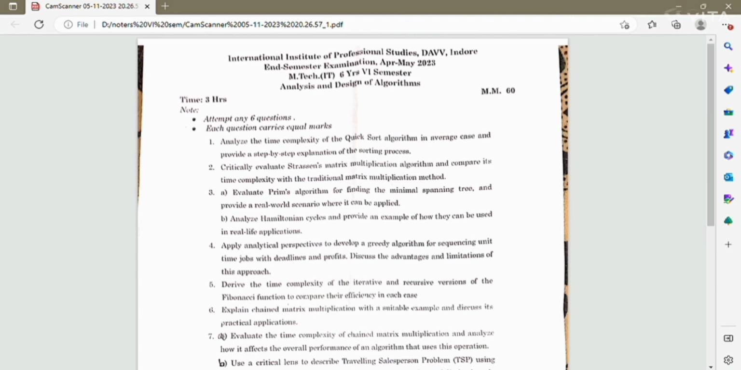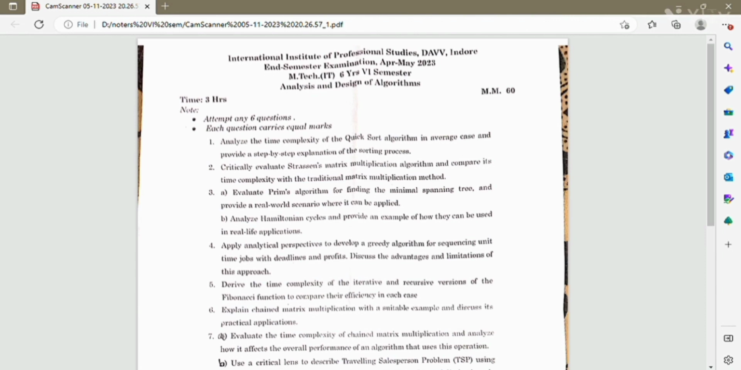Next question, apply analytical perspective to develop a greedy algorithm for sequencing unit time jobs with deadlines and profits. Discuss the advantages and limitations of this approach. In this problem, given an array of jobs where every job has a deadline and associated profit.